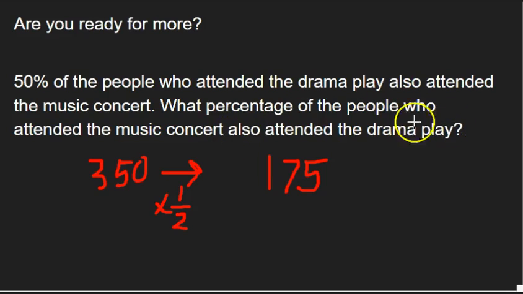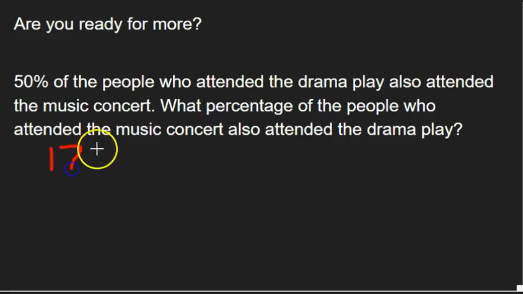What percent of the people who attended the music concert also attended the drama play? Well, this is 175 of the people at the drama play went to the concert, right? But now they want to know what percentage that 175 is of those that went to the concert. That gets to be a little bit different problem, right? So we still need to know that 175 that we got earlier, because that's how many people went to the other one. And we also know that this is out of the 250 people that are at the concert, right?